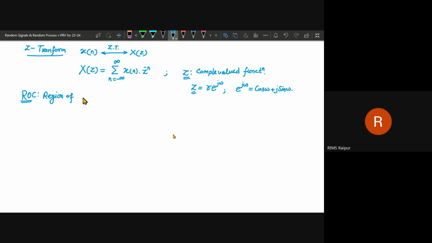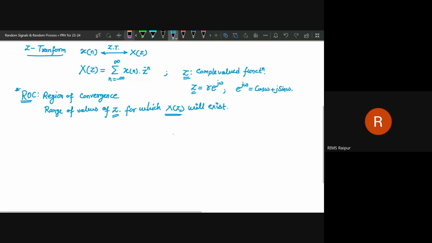Region of convergence. Basically, ROC gives you a range of values of z for which X of z will exist. So all the values of z, or the collection of values of z, for which this Z transform will exist is called the region of convergence.